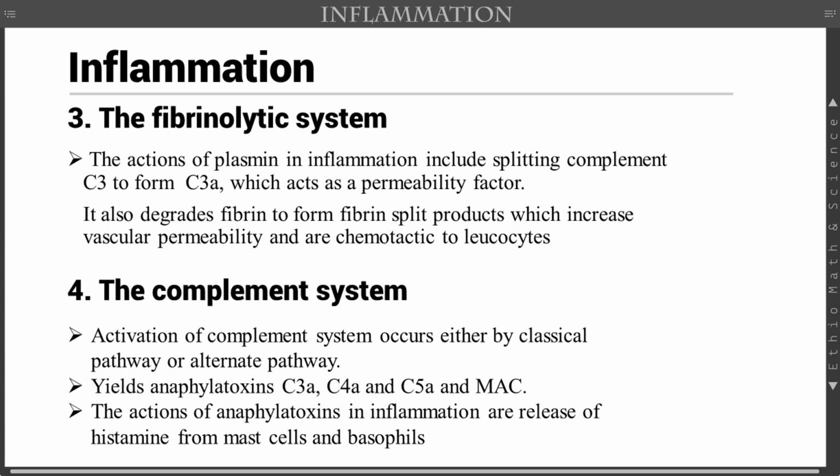Complement can be turned on by the classical pathway or the alternative pathway, but either way it generates two important outputs: the anaphylatoxins, C3a, C4a, C5a, and the membrane attack complex, MAC. The anaphylatoxins make mast cells and basophils release histamine, which drives vasodilation and permeability. The MAC forms pores in microbial membranes to directly injure invaders.